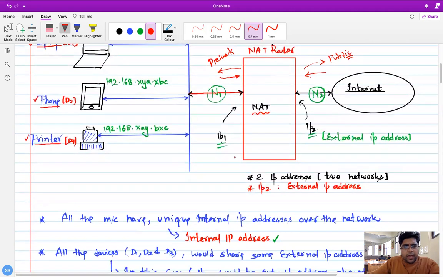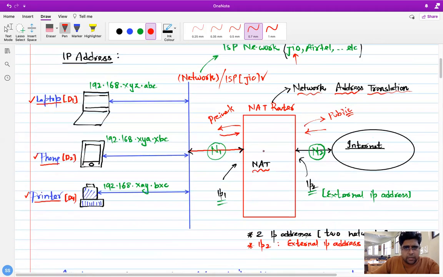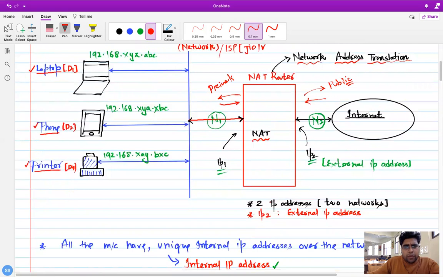But let's understand the mechanism which is usually followed by the ISP, the internet service provider. Okay, so in that case, this NAT router, if it is having private IP addresses and public IP addresses, it means the NAT router would be having two IP addresses. One IP address would be for this network. Okay, this is the local network, I would say. This is the local network, and this is actually the internet. So this IP2 is used as an external IP address.